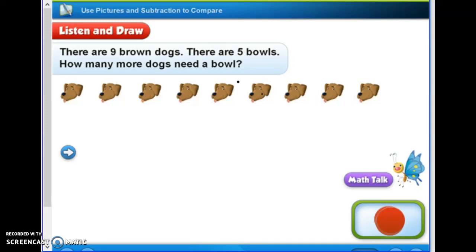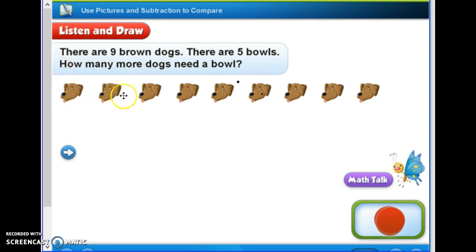Okay, boys and girls, today we're going to talk about how we can use pictures and subtract to compare. I'm going to start by reading the problem. There are 9 brown dogs. There are 5 bowls. How many more dogs need a bowl?